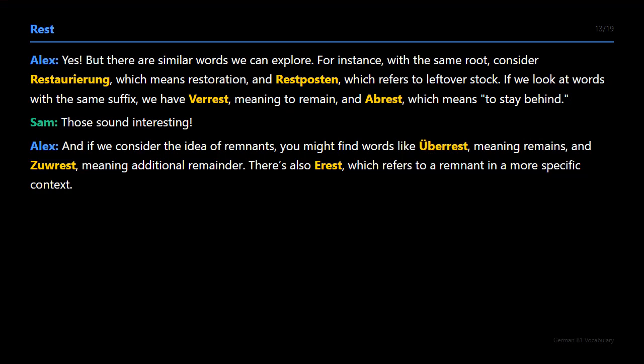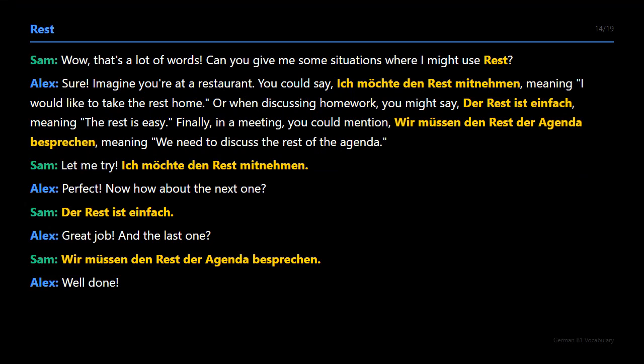And if we consider the idea of remnants, you might find words like Überrest, meaning remains, and Zuvrest, meaning additional remainder. There's also Ehrest, which refers to a remnant in a more specific context. Wow, that's a lot of words. Can you give me some situations where I might use Rest?